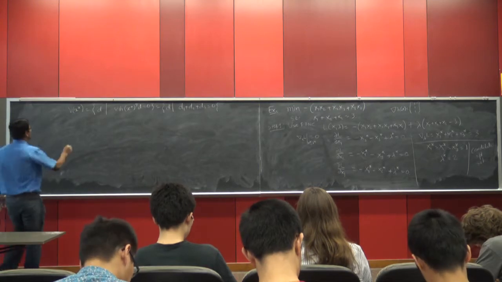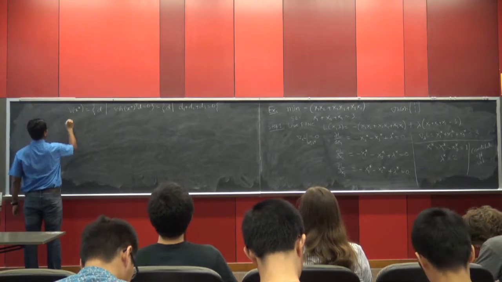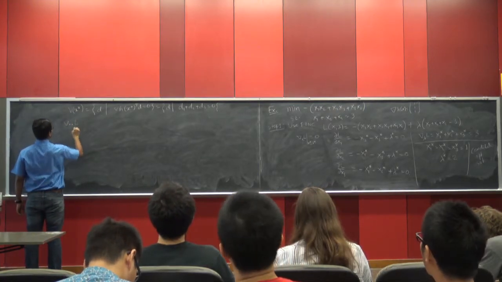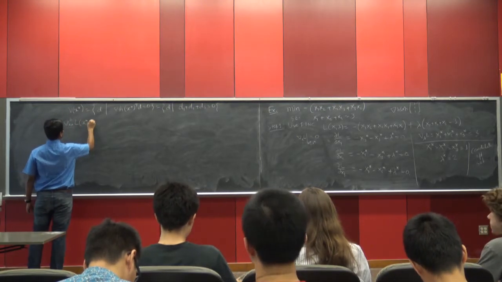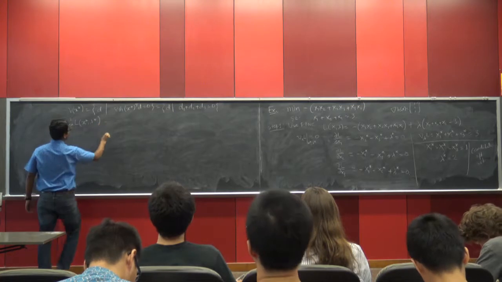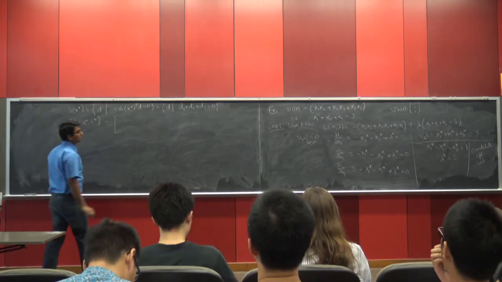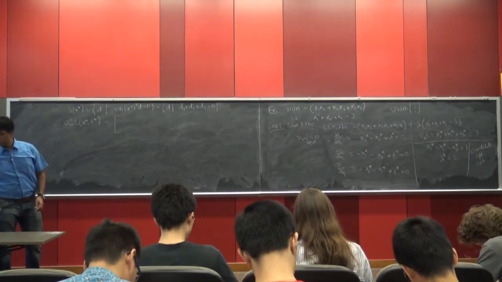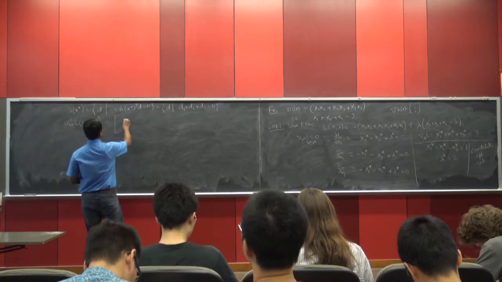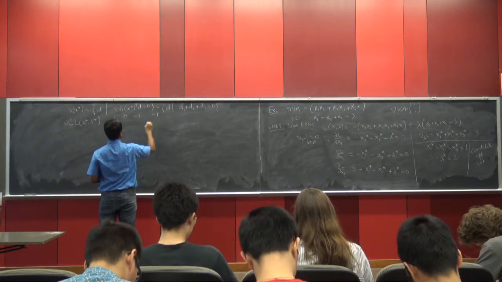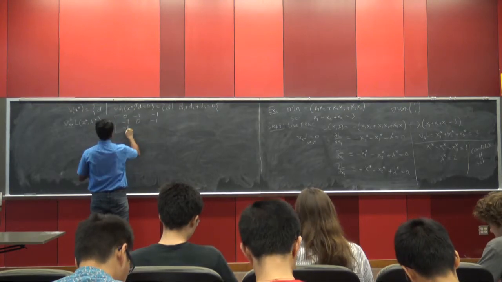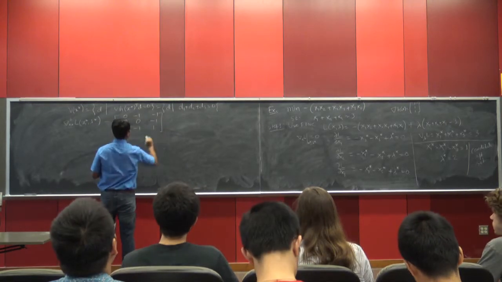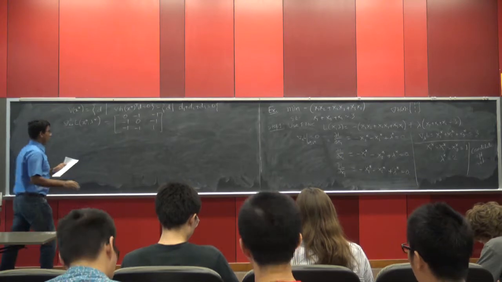Okay, and what is my second derivative? L at x star, lambda star. So that would be 0, negative 1, negative 1, negative 1, 0, negative 1, negative 1, negative 1, 0.